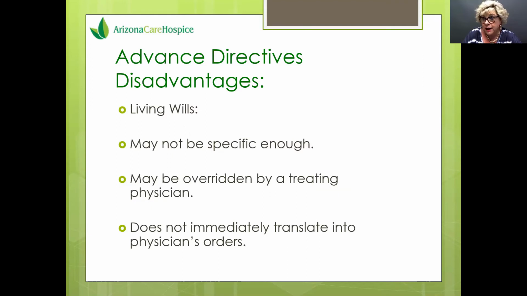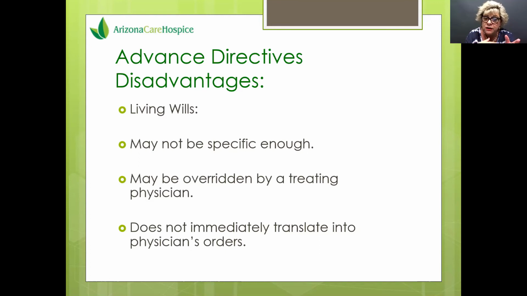So the disadvantages that I've seen, this is just my personal preference here, is our living wills may not be specific enough. I've looked at living wills, not regular wills, where the patient has not said exactly what they wanted in the event that something happened. And I've also seen them overridden by a treating physician, which shouldn't be allowed, but it is done lots of times in hospitals. And it does not immediately translate into what your physician's orders are. So maybe you haven't had a physician write orders specific to what is in the advanced directive. And so that would be maybe for tube feedings or special treatments or services.